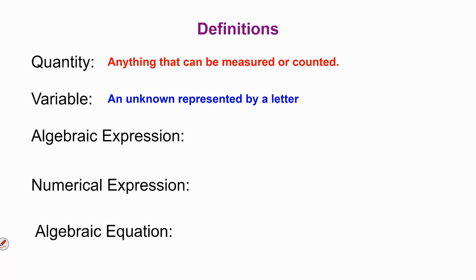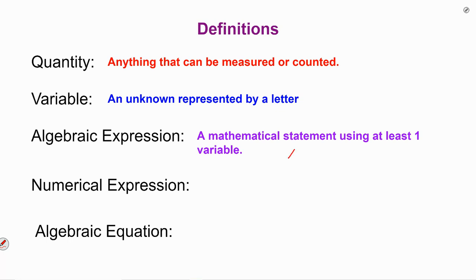Now, expressions and equations are really what we're going to focus on in this video. So an algebraic expression is a mathematical statement using at least one variable. For example, if I wanted an algebraic expression, I could write x plus 2. And that is an algebraic statement or expression. So we could use that as our example.